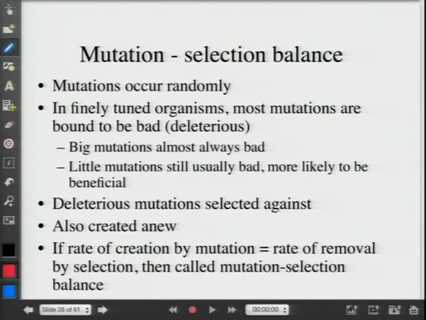But on average, in lineages of organisms that have a history of selection in that particular environment, we expect them to already be well fit to that environment. So any change is likely to make them worse. But big whole-scale changes of the genome are almost always going to be deleterious. It's a probability thing.